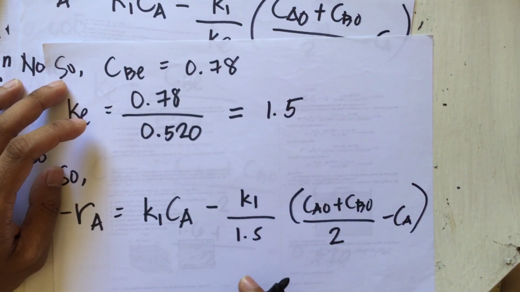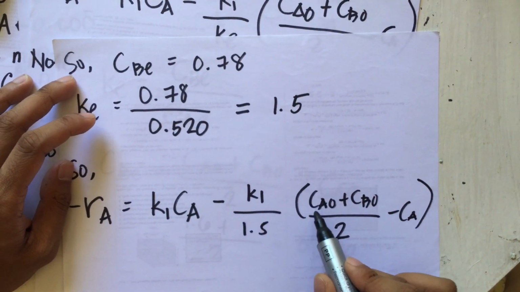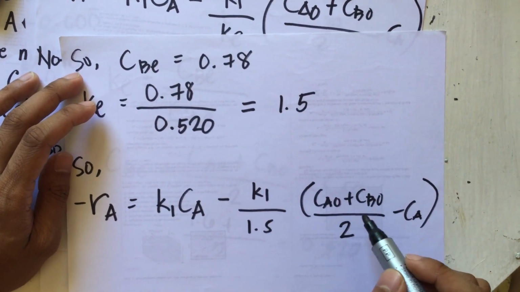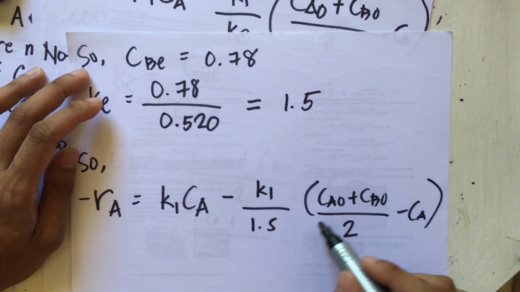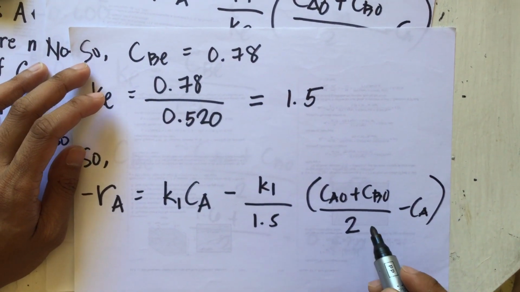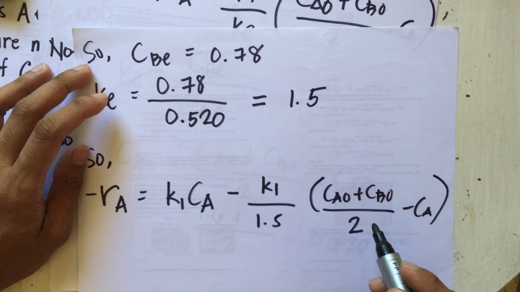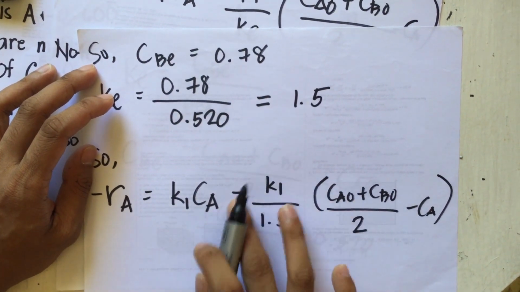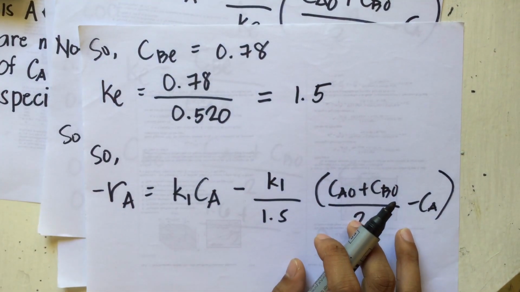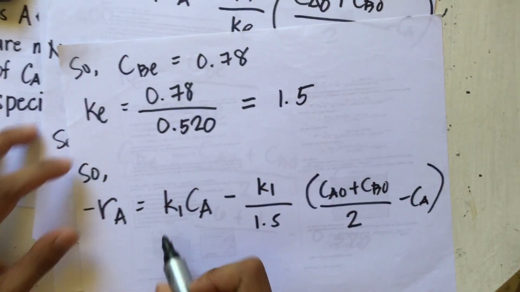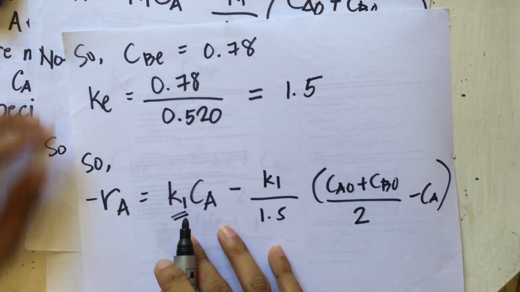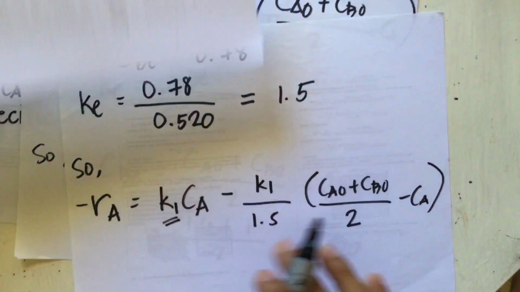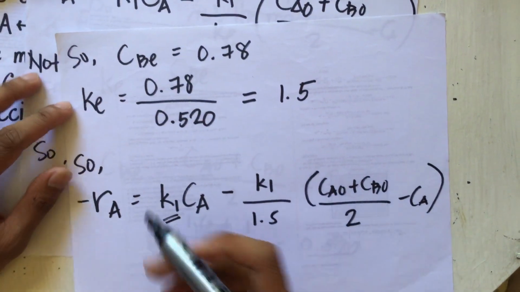Since this CAO and CBO is just constant, because these are the initial concentrations of A and B at their initial points at time equals 0, and since we now get this equation, we can solve for the value of K1 using the given measurements of CA versus T. So we first simplify this equation.